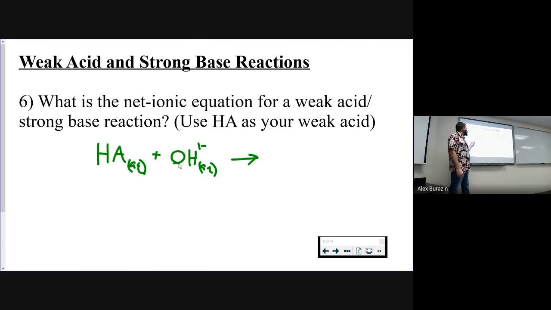We're going to get water because this acid is going to donate to the base. We're going to get A1 minus.